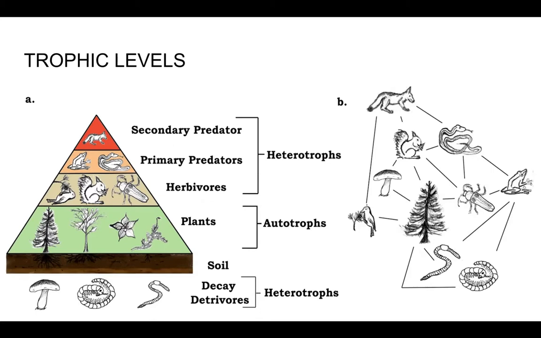because as the energy moves up the pyramid to the top, 90% is lost. Only 10% goes to the next level. That's why this has a pyramid shape. Each level is 90% smaller than the level that preceded it.